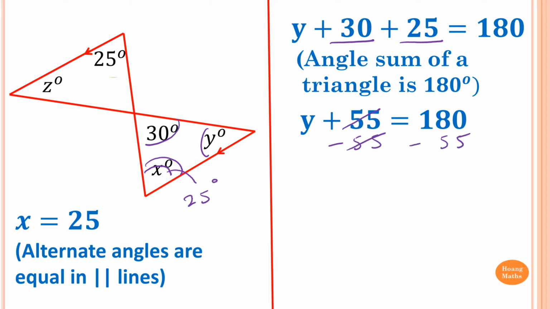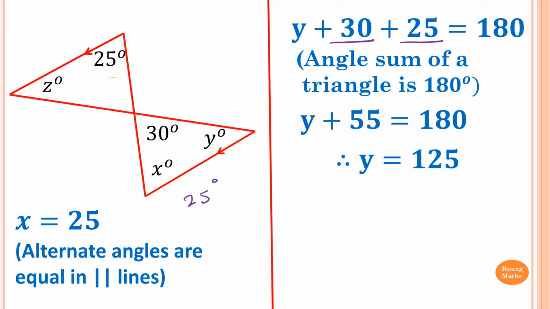So this cancels out. So y is equal to 180 minus 50, which is 130. Minus another 5 is 125. So therefore, y is equal to 125. Now we can find z.